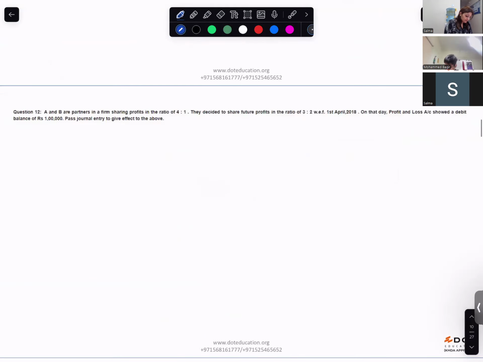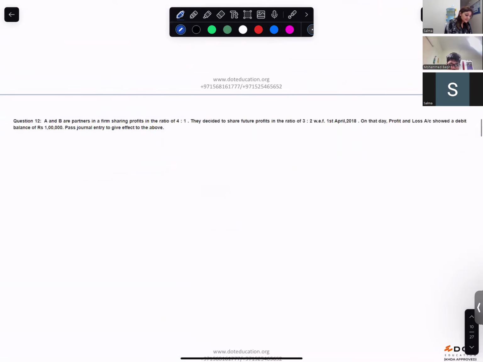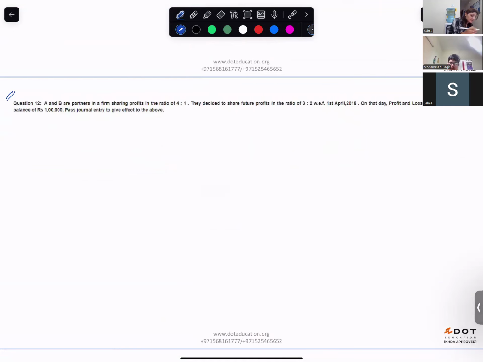Okay, fine. After you've completed this sum, try this sum. I'm reading this sum. A and B are partners. They share profits and losses in the ratio of 4:1. In future, they want to share profits in the ratio of 3:2. What does this mean? This is the new ratio. There is a change in PSR. If there's a change in PSR, there are 5 steps, right?